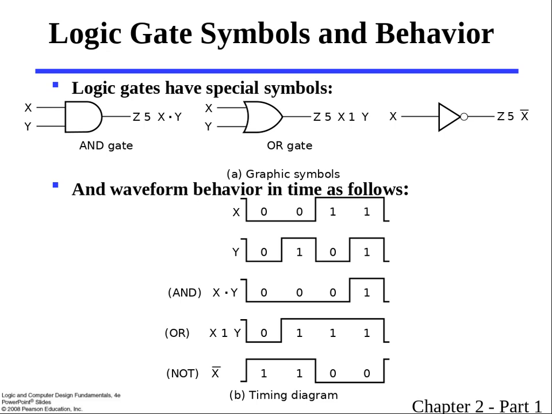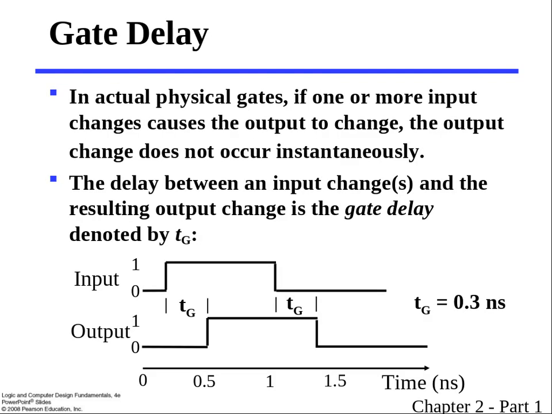So here are our logic gates. Again, the round bullet is an AND, the pointy bullet with a curved bottom is an OR, and the triangle with the circle is a NOT. We talked a little bit about gate delay, but here it is again in the picture. The gate delay is how long it takes for the input to affect the output. So TG is the gate delay here, TG might be here as well. Hopefully it's always the same. And it may be some value like 0.3 nanoseconds to get through the circuit.